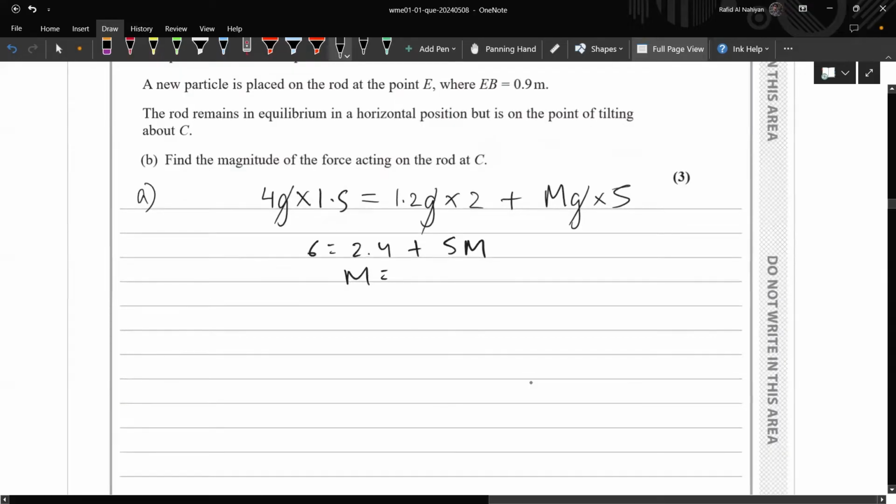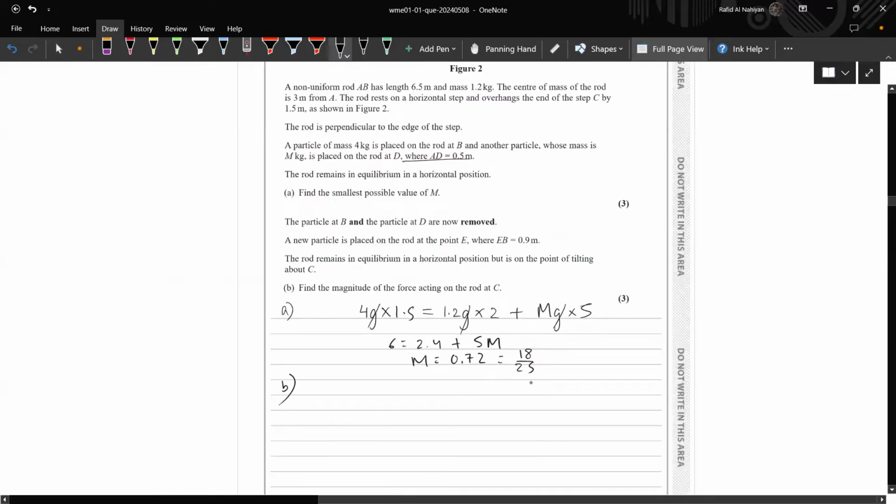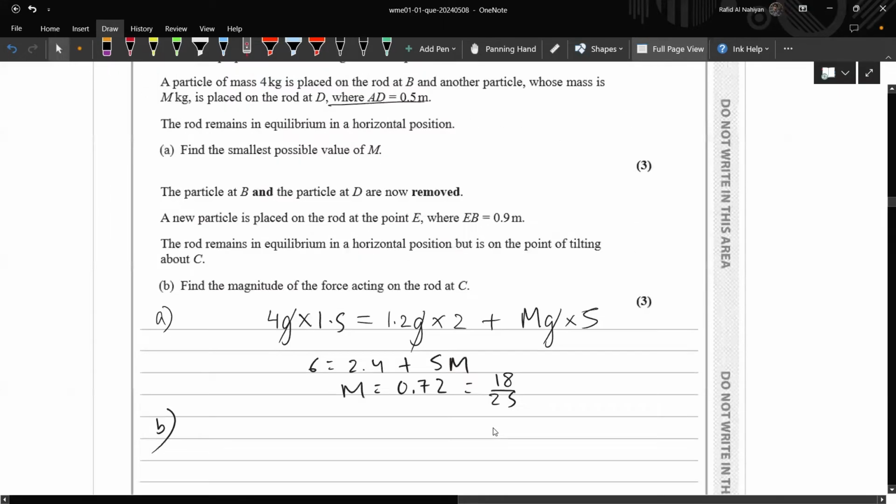So m, if you just solve this, you get 6 minus 2.4, and then divided by 5, that is 0.72. Okay, that is my answer. And in the exam, I think I gave it in fraction, right? Yeah. That's why this 0.72 did not ring a bell. I was like, what? But then I saw 18 by 25, and that made me remember. I hope I got it right.